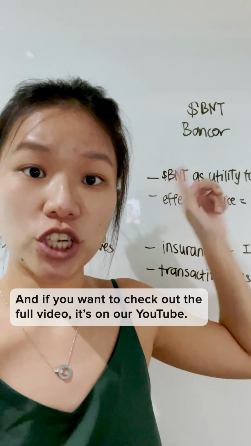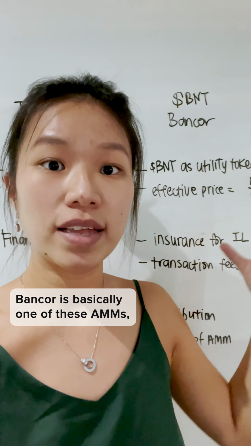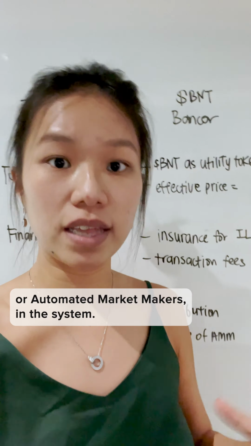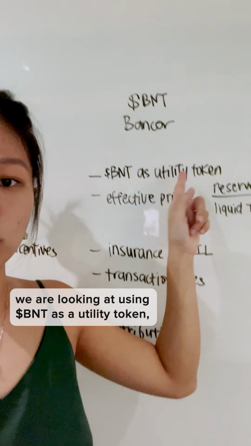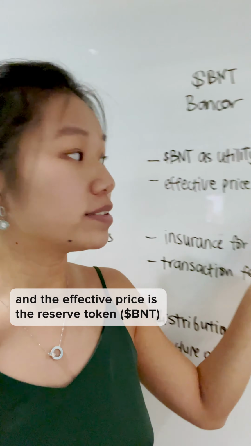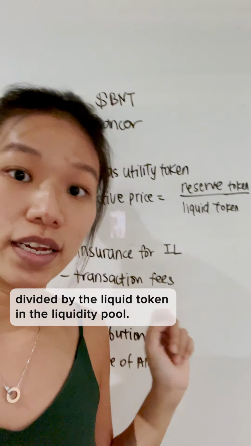So we're going to take the example of Bancor, BNT, and if you want to check out the full video, it's on YouTube. Bancor is basically one of these AMMs, or automated market makers, in the system. So when it comes to token policy, we're looking at using BNT as a utility token, and the effective price is really the reserve token, which is BNT, divided by the liquid token in the liquidity pool.